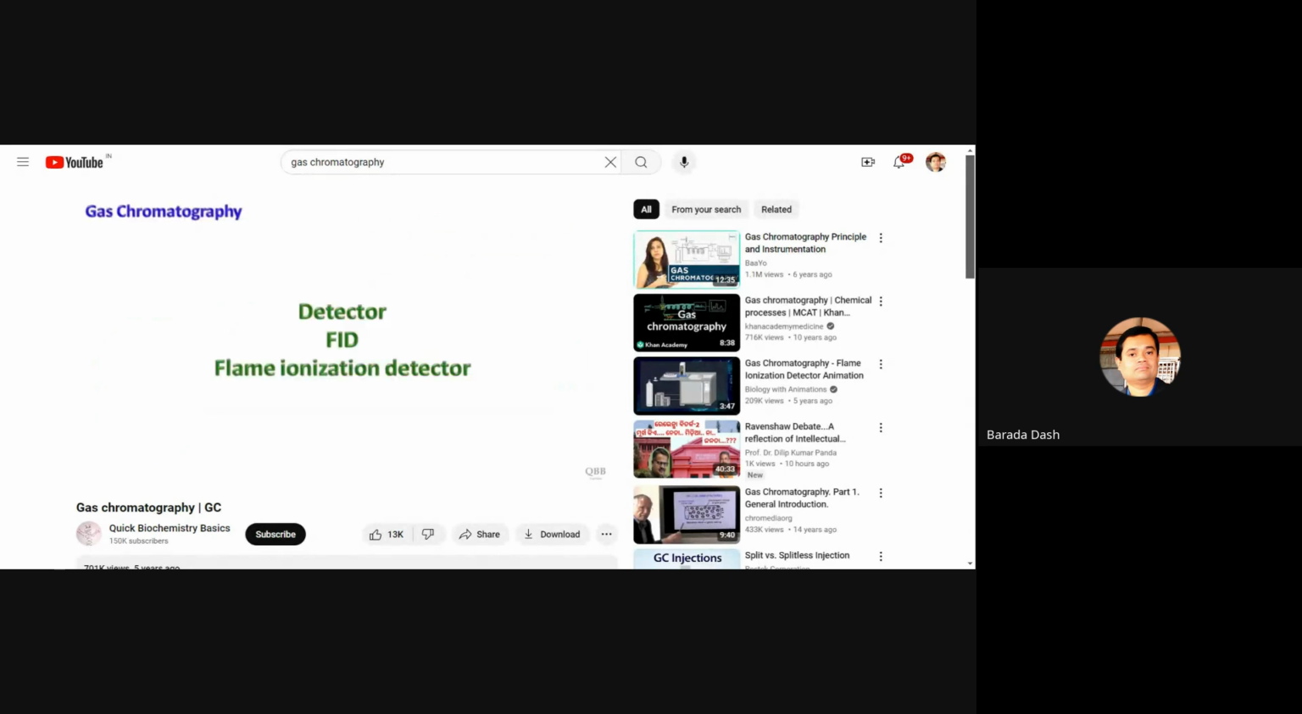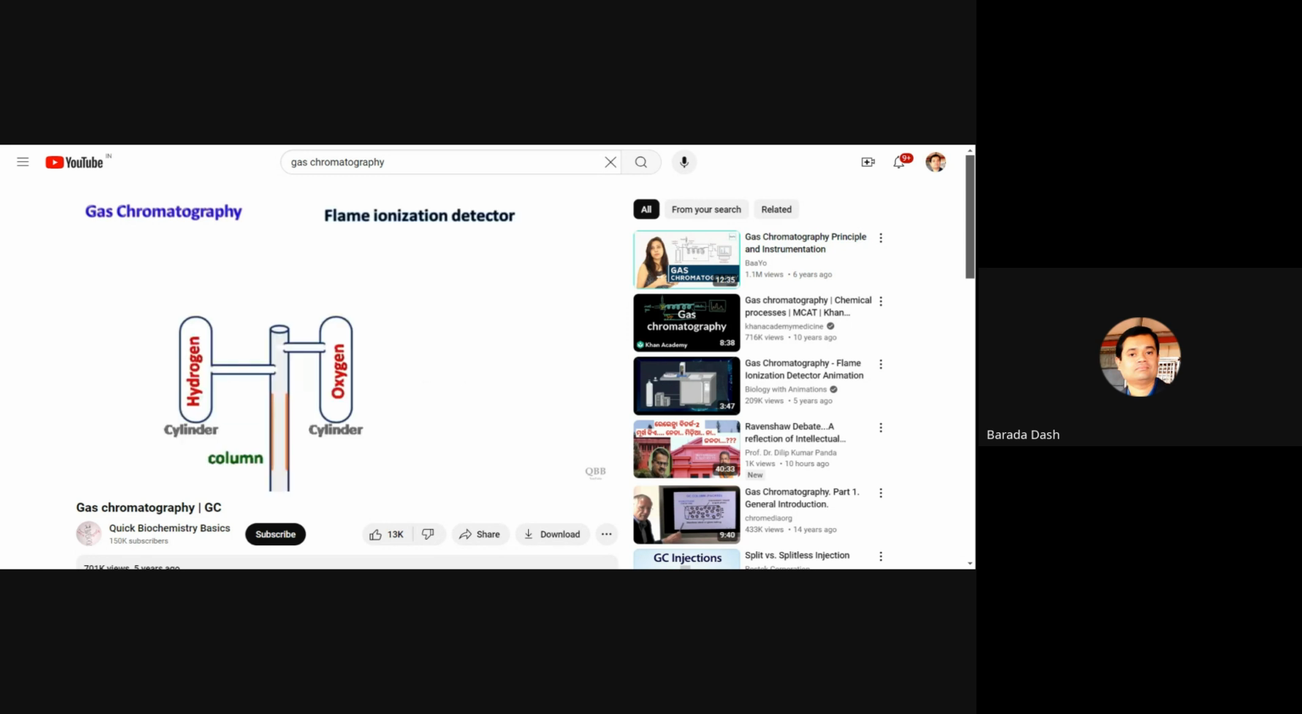One of the most common detectors used with gas chromatography is the flame ionization detector, or FID. The flame ionization detector has three inlets, one for the carrier gas which comes from the column and the other two for hydrogen and oxygen. The igniter ignites hydrogen and oxygen to produce a flame. When the sample molecules reach the flame, they get ionized and the electrons are released.